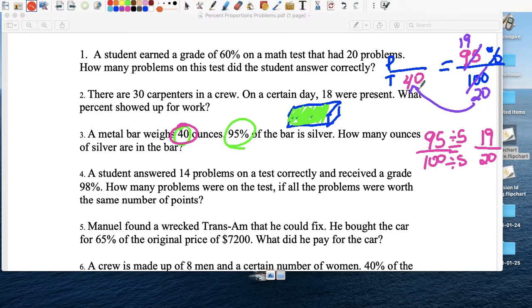De 20 para 40, 20 to 40 is times 2. So here, times 2. And eso es 19. Right, sorry, no es 9, 19, perdón. So 19 times 2 is 38. So la barra, the metal, 95% is silver. Right, so casi todos de los 40 ounces, 38 ounces son hechos de plata.